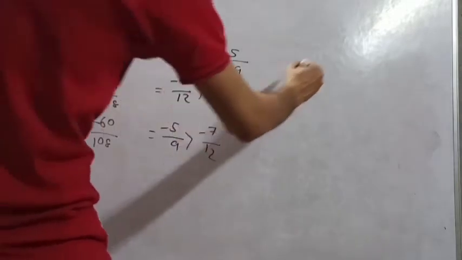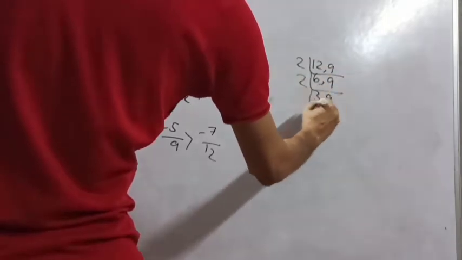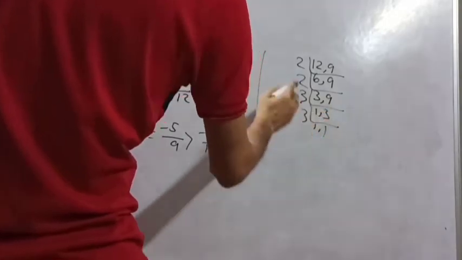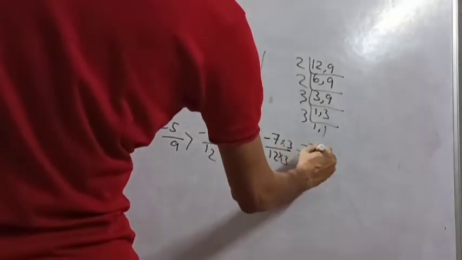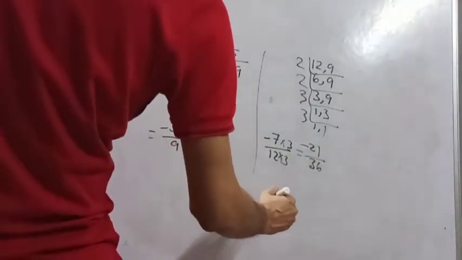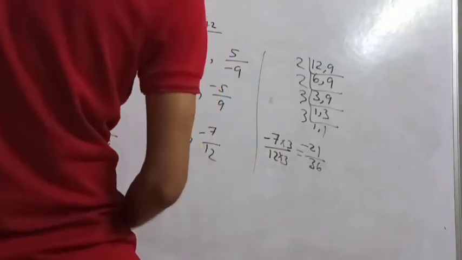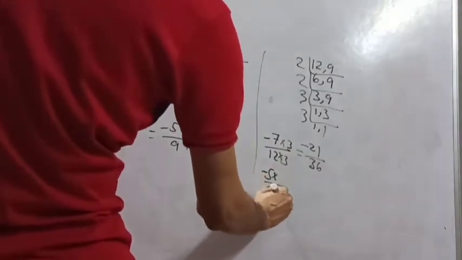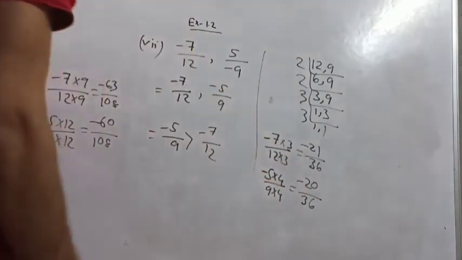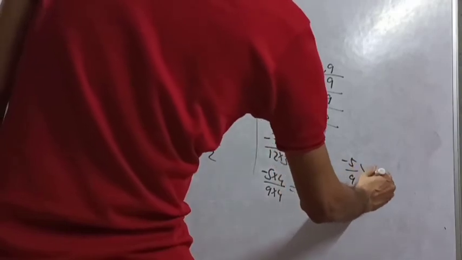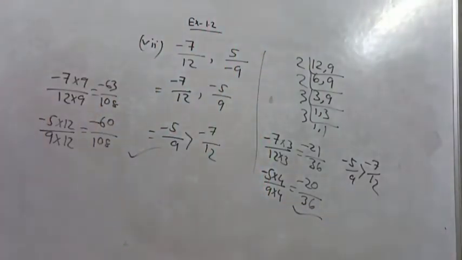Alternative way: I have to take the LCM of 12 and 9. 2 6 are 12, 2 3 9... the LCM is 2 2 are 4, 4 3 are 12, 12 3 are 36. So minus 7 by 12 times 3 gives minus 21 by 36. And 5 by minus 9 becomes minus 5 by 9, times 4, gives minus 20 by 36. So minus 20 by 36 is greater, so minus 5 by 9 is greater than minus 7 by 12. Both are correct; which one you prefer is up to you.